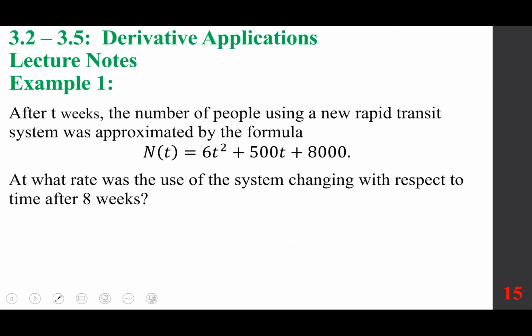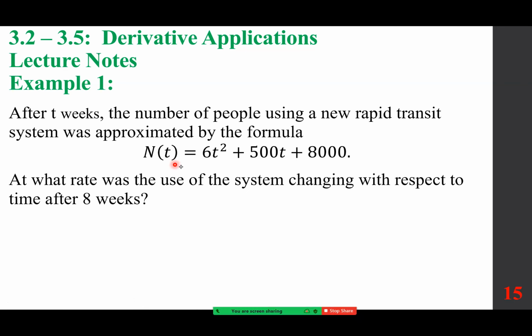After t weeks, the number of people using a new rapid transit system was approximated by the formula n(t) equals 6t squared plus 500t plus 8,000. At what rate was the use of the system changing with respect to time after 8 weeks?